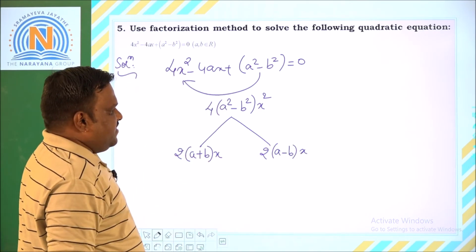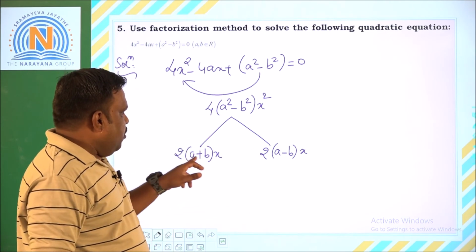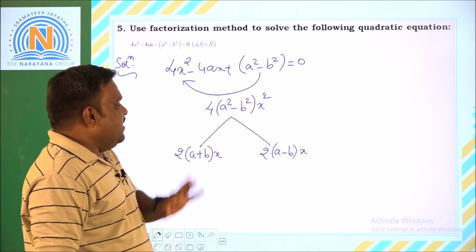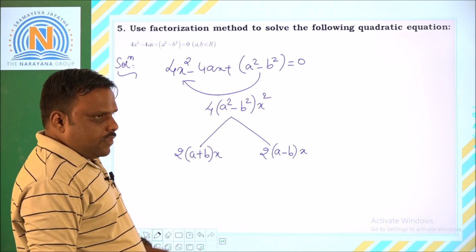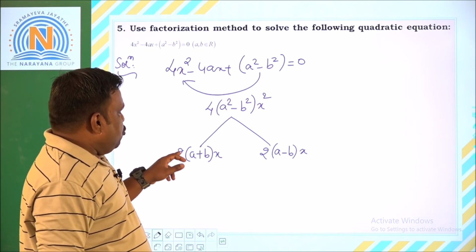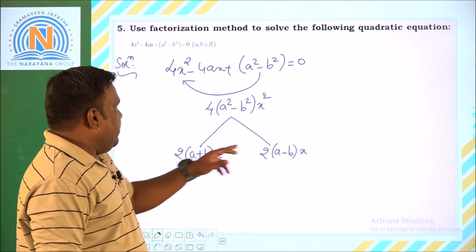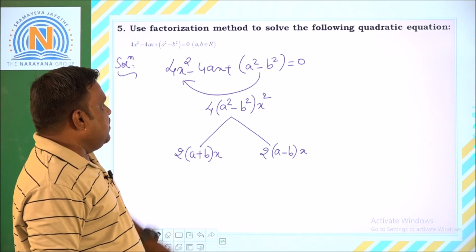Let us check whether it is right or wrong. So 2 into 2 is 4, a plus b into a minus b will be a square minus b square, x into x will be x square. We got the same thing here. And when you add, 2ax plus 2bx plus 2ax minus 2bx, when you simplify this part, you will be left with 4ax.